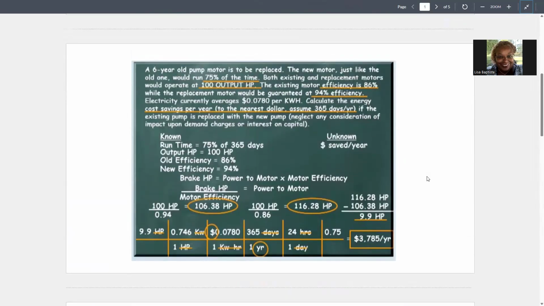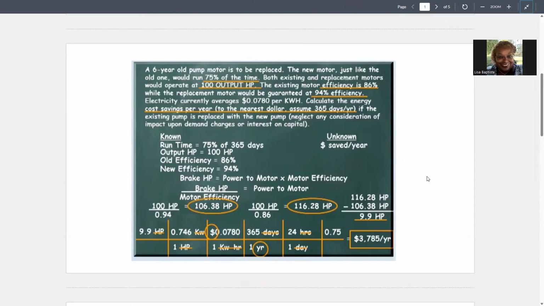So it says a 6-year-old pump motor is to be replaced. The new motor, just like the old one, would run 75% of the time. Both existing and replacement motors would operate at 100 output HP, and that's horsepower. The existing motor efficiency is 86%, while the replacement motor would be guaranteed at 94% efficiency.